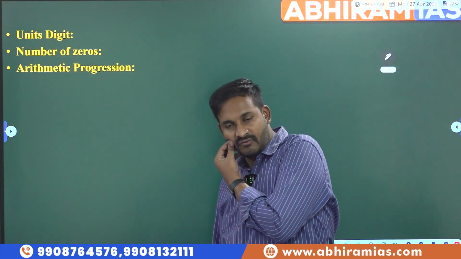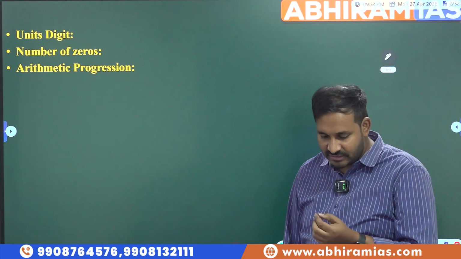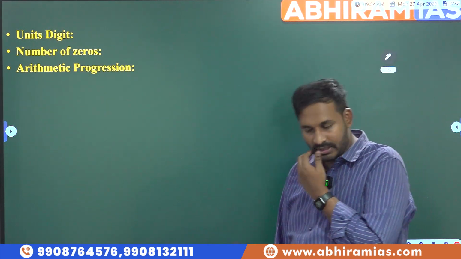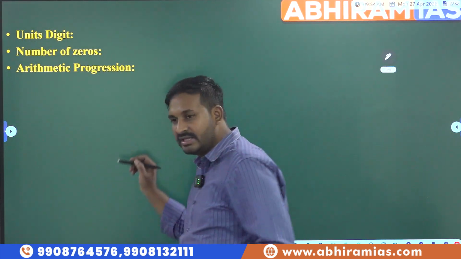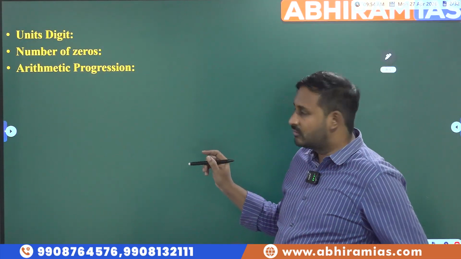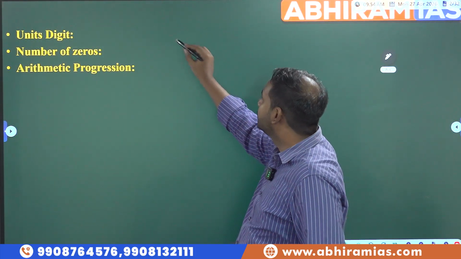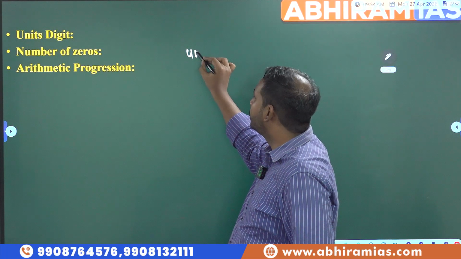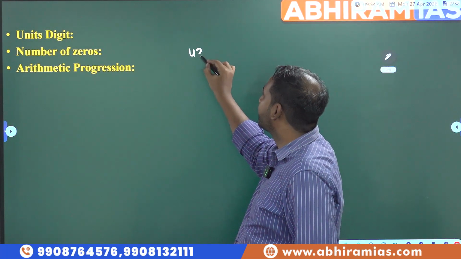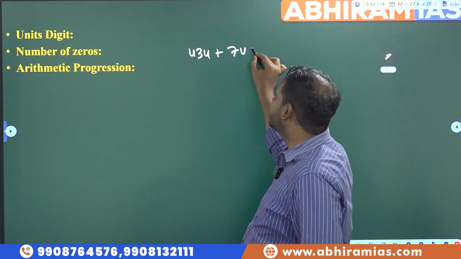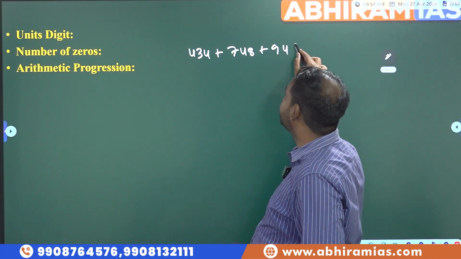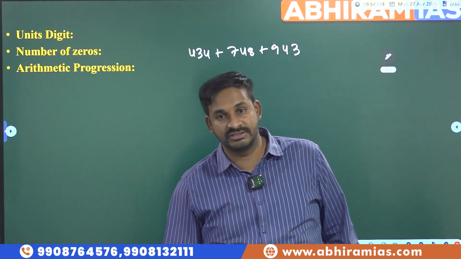Okay. Right. How will we find the units digit of any given number? Now assume that there is a number, students. Something like this. Please observe here. 434 plus 748 plus 943. I want to find the units digit of this one.